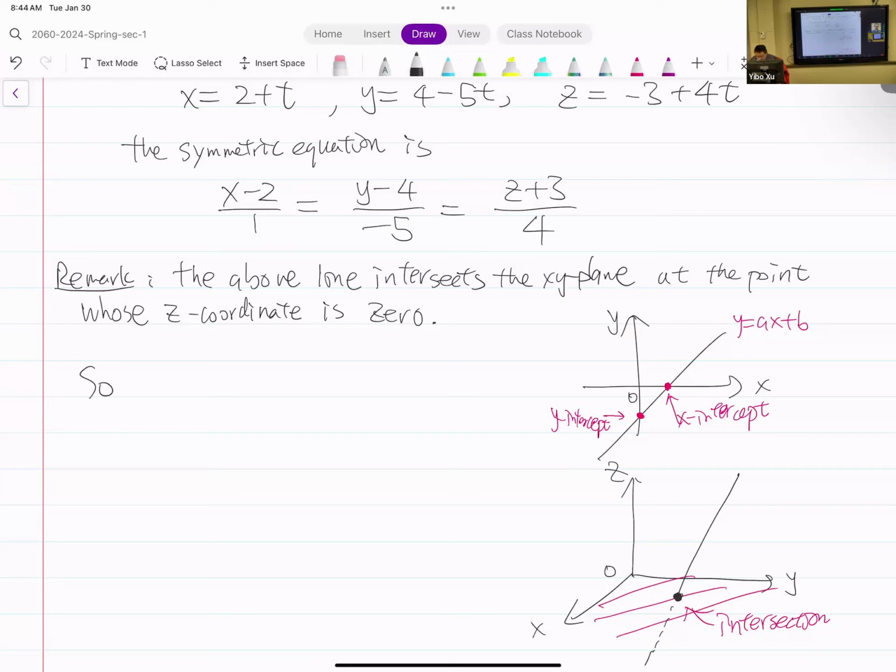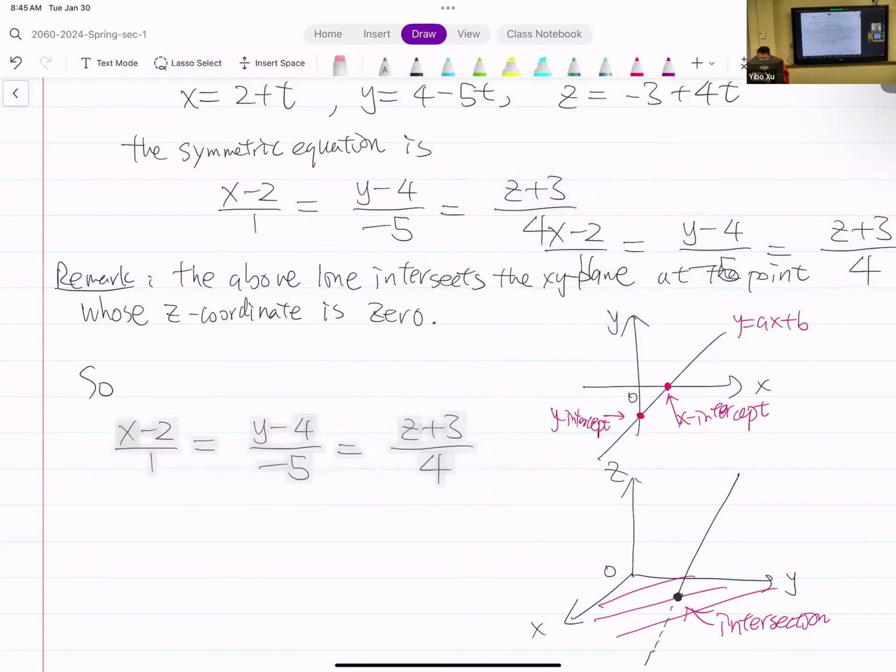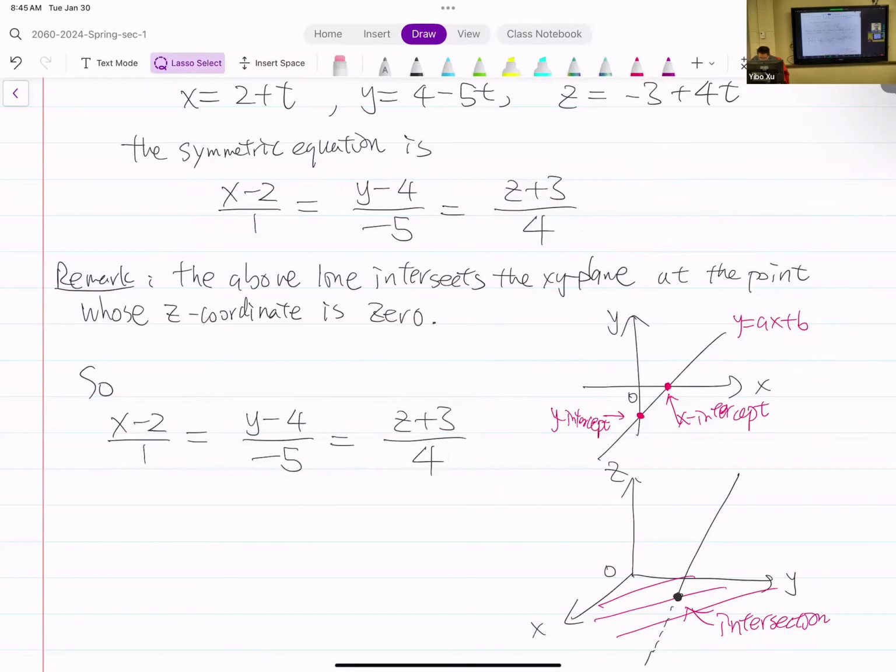Here is going to be the substitution of z equal to 0, because we want the point on the xy plane, so the z coordinate is 0. I can actually cheat a little bit by just copying this part. I only want to make sure the z value is 0, so here I just want to replace this z by 0.